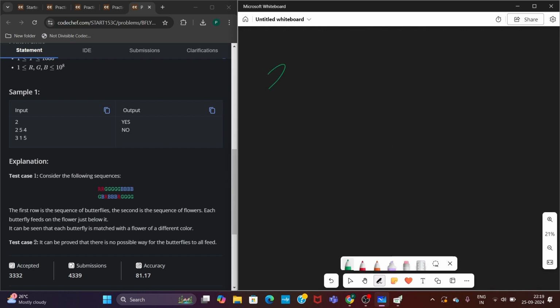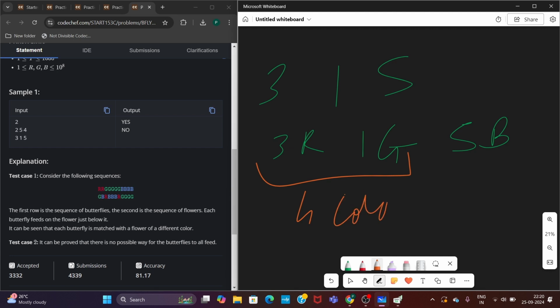Let's just notice one edge case. 3 1 5 over here means three red, one green, and five blues. As you can see over here, we have a total of three red and one green, which means a total of four colors, and this is a total of five colors.